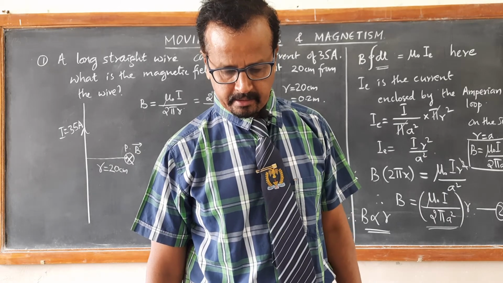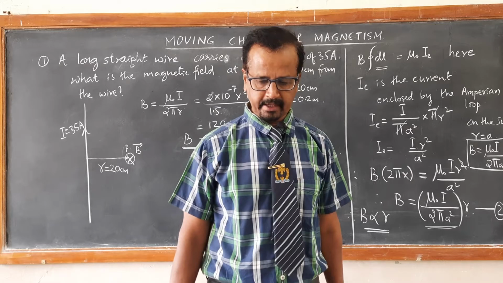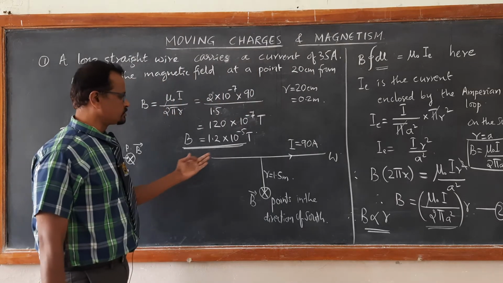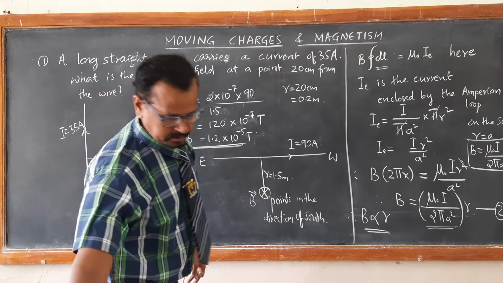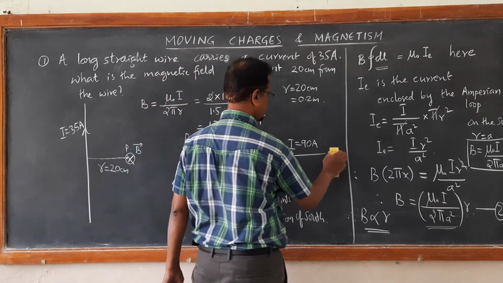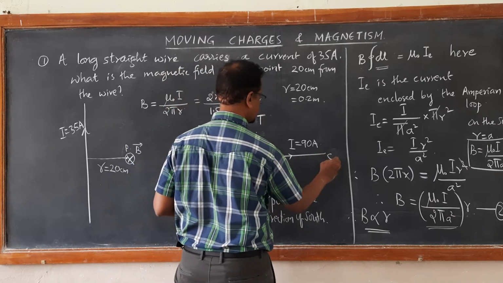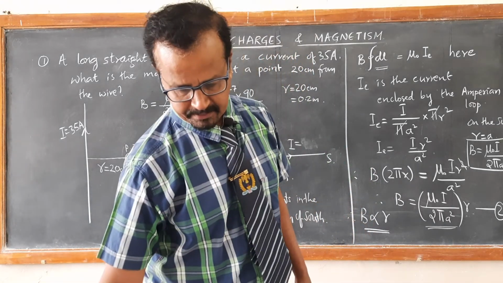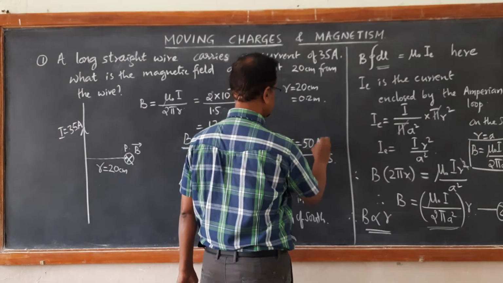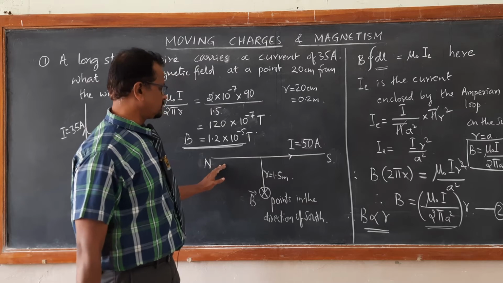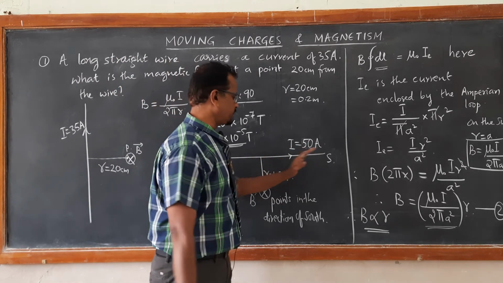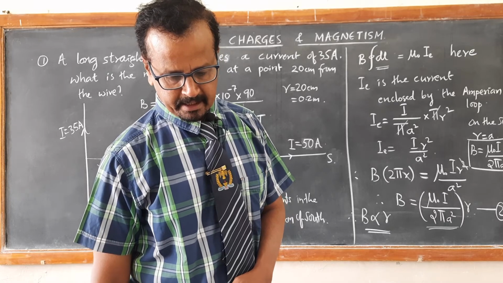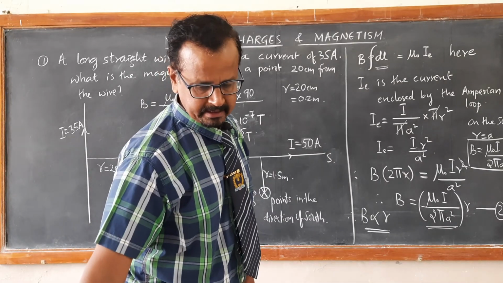In the same way, one more problem is there. A straight wire in the horizontal plane carries a current of 50 amperes in the north to south direction. Now, instead of east to west, it is in the north to south. You can take this one as north, this one as south. This is the next problem. It is a similar problem, but the current value is now 50 amperes. Give the magnitude and direction of the magnetic field at a point 2.5 meter east of the wire.